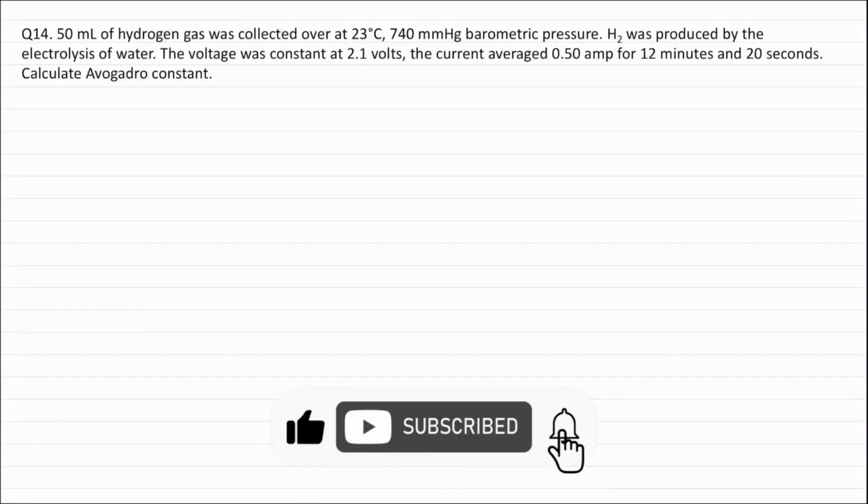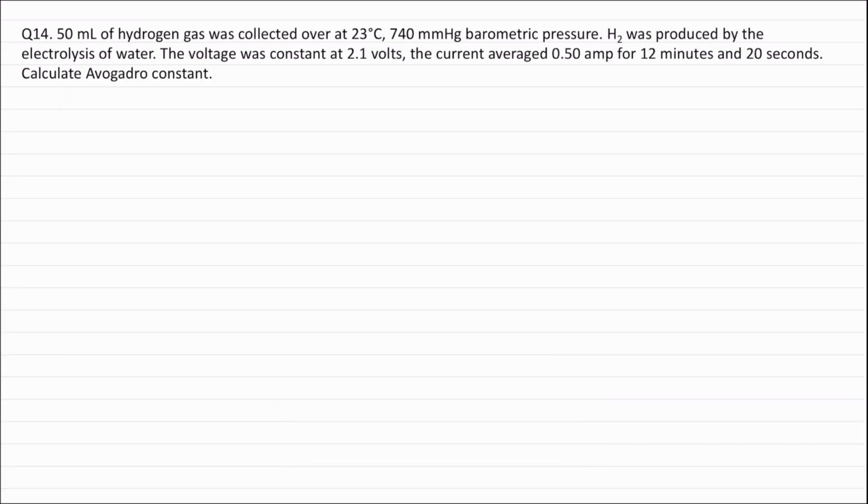Question 14. 50 milliliter of hydrogen gas was collected over water at 23 degrees centigrade, 740 millimeter mercury barometric pressure. Hydrogen was produced by the electrolysis of water. The voltage was constant at 2.1 volts. The current averaged 0.50 ampere for 12 minutes and 20 seconds. Calculate Avogadro's constant. Time is given as 12 minutes 20 seconds, which is equal to 740 seconds.